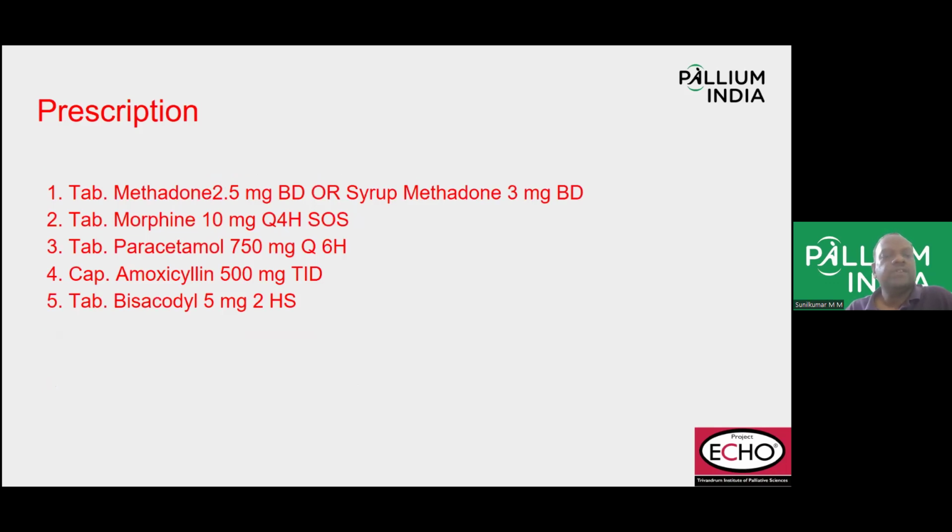So the prescription would be like this. Tab methadone, if you have only tab, 2.5 milligram BD, or syrup methadone, 3 milligram BD or 2 milligram TID, along with morphine, 10 milligram Q4H SOS. Paracetamol can be continued. And instead of ciprofloxacin, because that is going to increase the QT interval as well as can produce torsades de pointes, you have to substitute with another antibiotic.